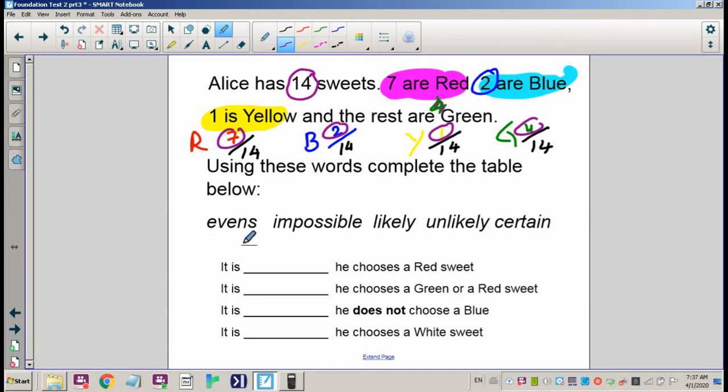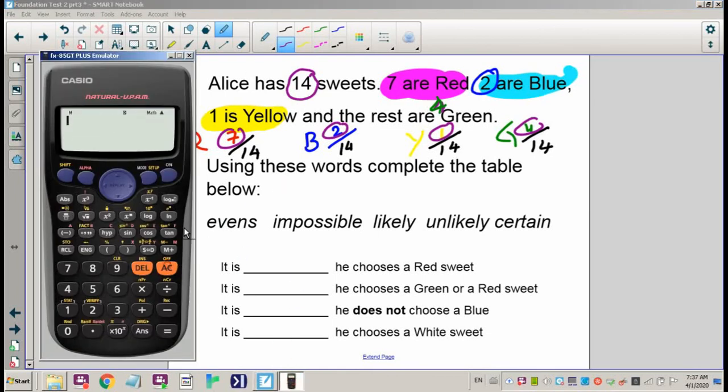Before we go any further, the best way of dealing with this type of question, evens, impossible, likely, unlikely, certain, is to change each of those ones we had above into decimals. Now it gets a bit tricky.